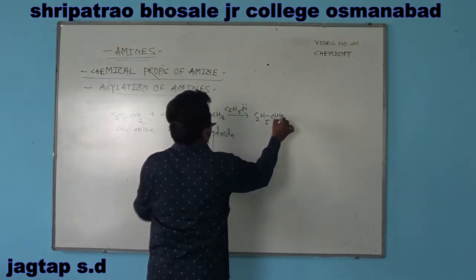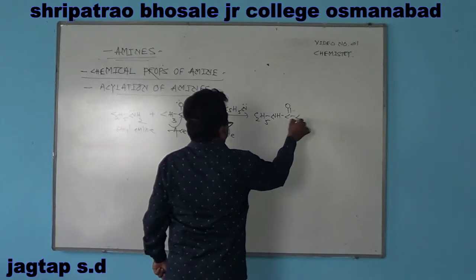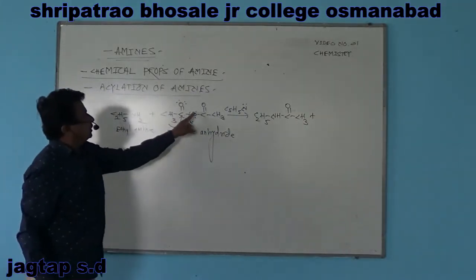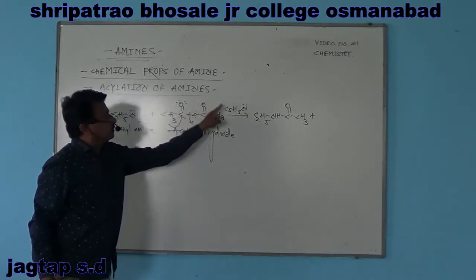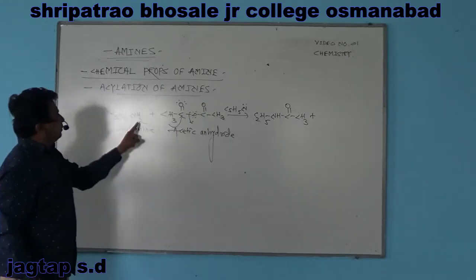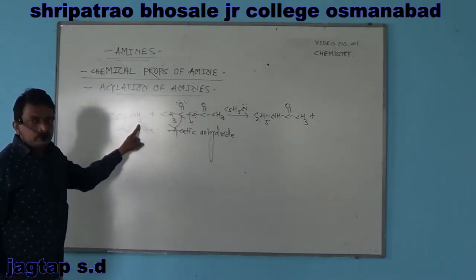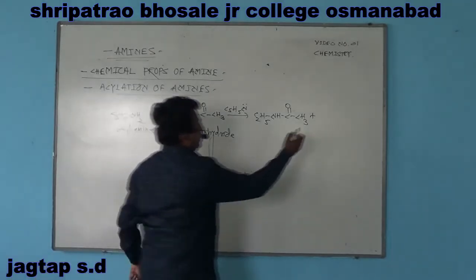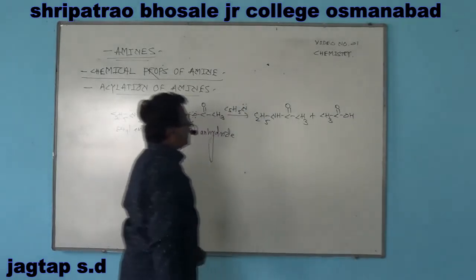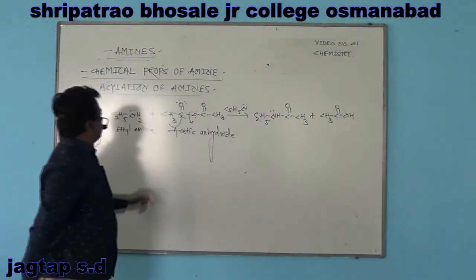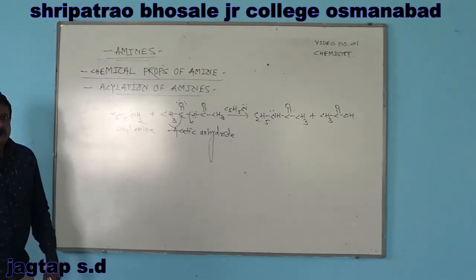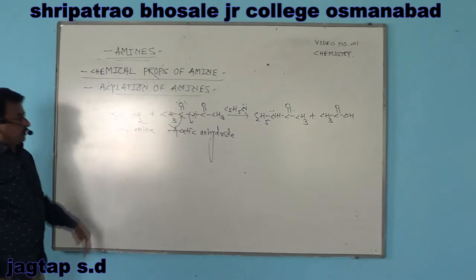C2H5NHCOCH3 along with acetate ion. The acetate ion immediately abstracts a proton and is eliminated in the form of acetic acid. In this reaction also, the hydrogen atom on nitrogen is replaced by an acetyl group. Therefore, this reaction is known as acetylation of amine or acylation of amine.